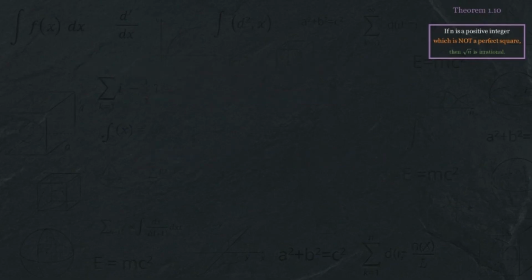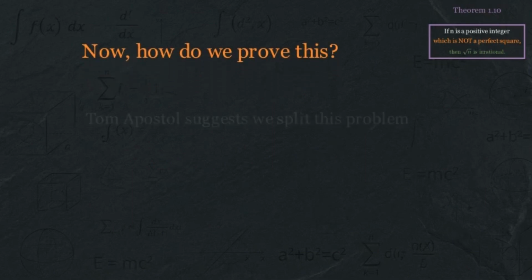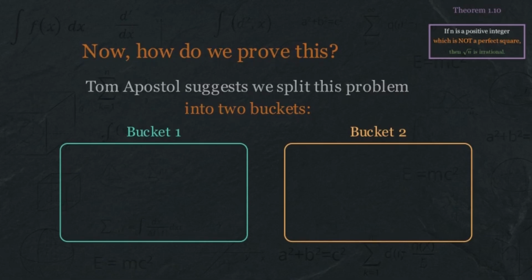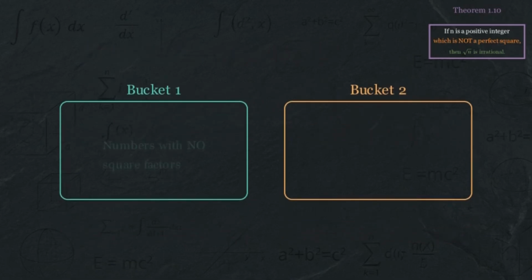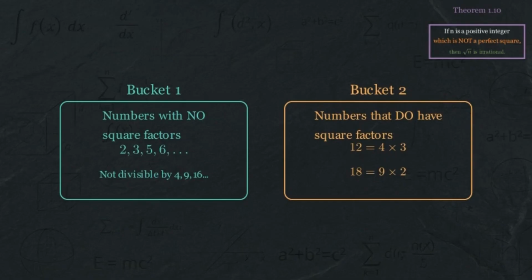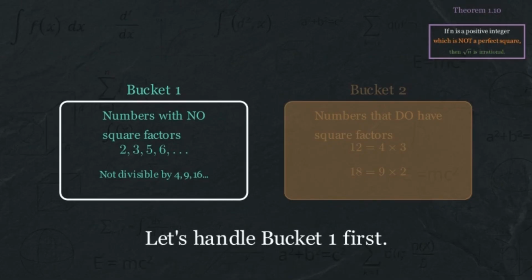The proof strategy. Now, how do we prove this? Apostol suggests we split this problem into two buckets. Bucket 1, numbers that have no square factors inside them. Think of numbers like 2, 3, 5, or 6. None of these can be divided by a perfect square like 4 or 9. Bucket 2, numbers that do have square factors inside them, like 12, which is 4 times 3, or 18, which is 9 times 2. Let's handle bucket 1 first.